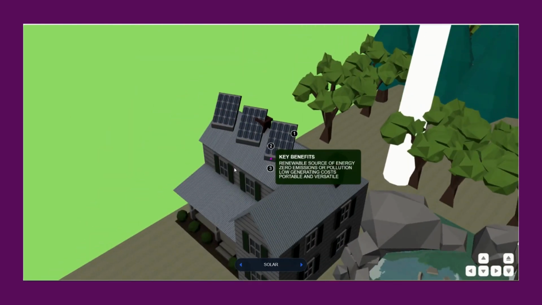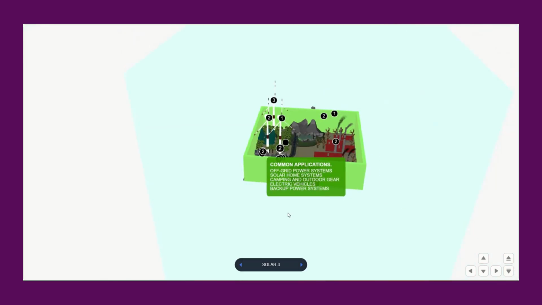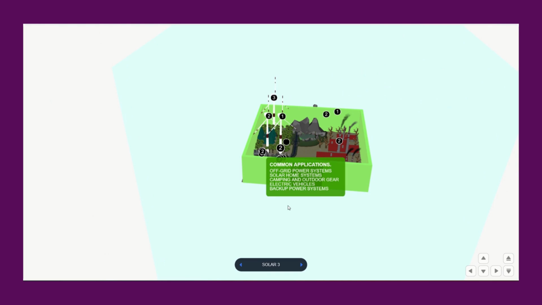What are the key benefits of solar powered battery? Renewable source of energy, zero emissions of pollution, low generating cost, and it is portable and versatile. Some of the common applications of solar power battery are off-grid power systems, solar home systems, camping and outdoor gear, electric vehicles, and backup power system.